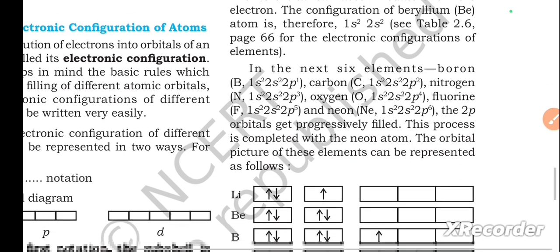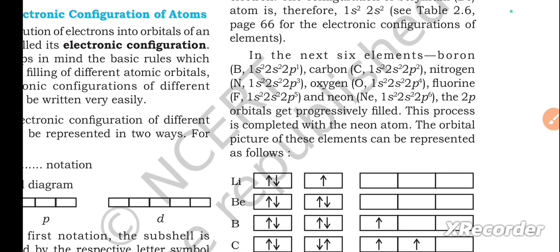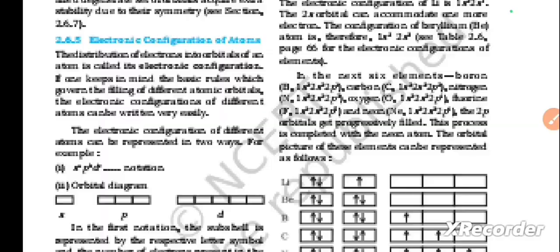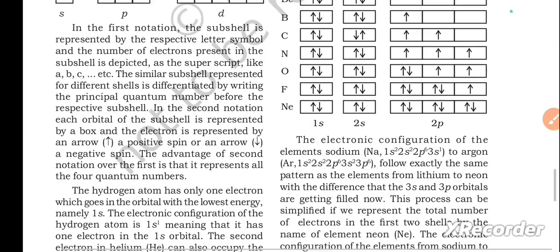In the next 6 elements, boron, carbon, nitrogen, oxygen, fluorine and neon, the 2p orbitals get progressively filled. This process is completed with the neon atom. The orbital picture of these elements can be represented as follows. You can check it out.